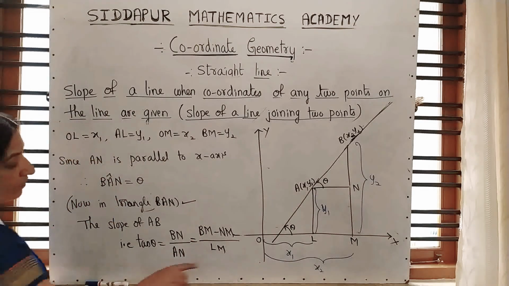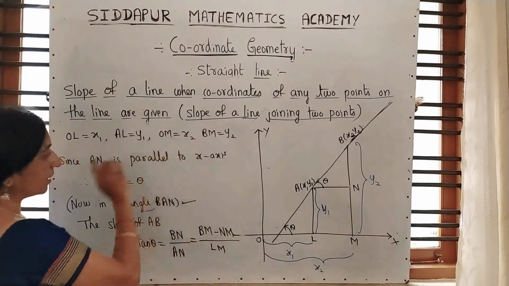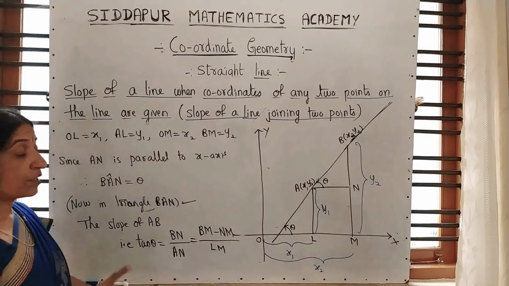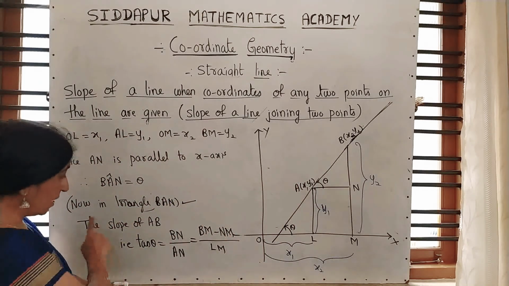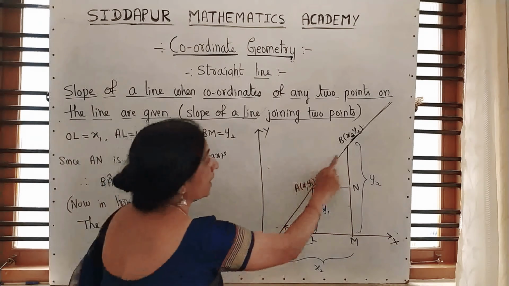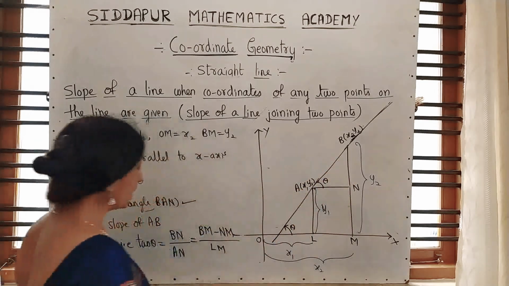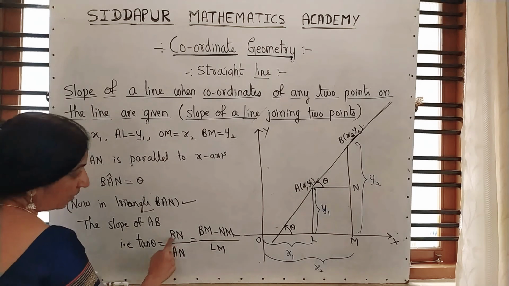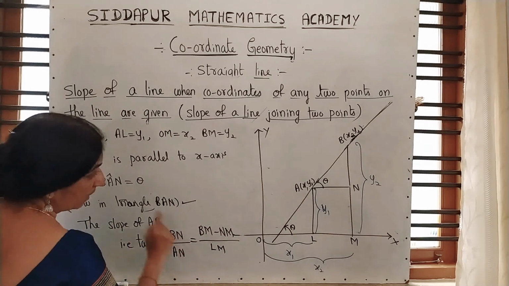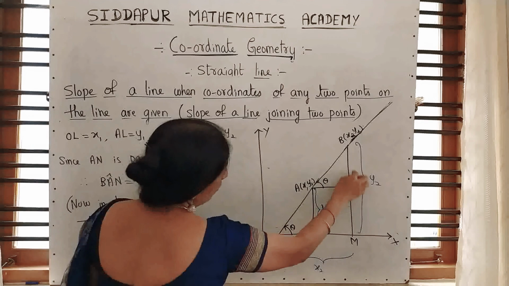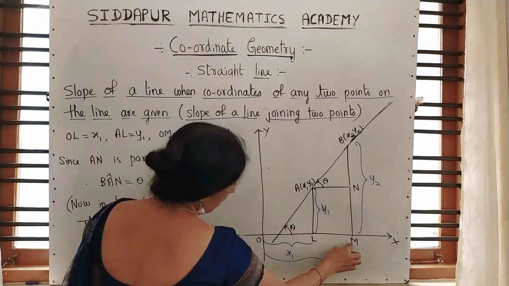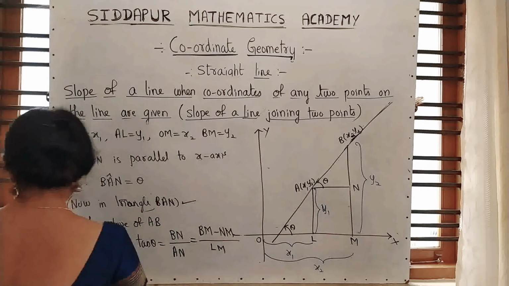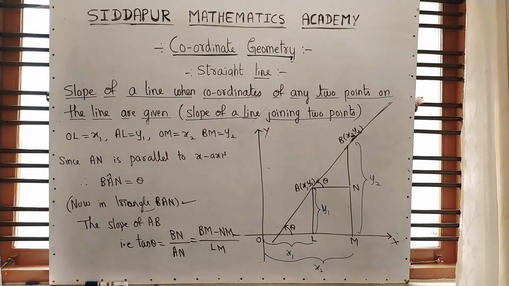See, first whatever I marked here, I wrote everything and I explained this angle and this angle are equal because they are corresponding angles. Then in the triangle ABN, we are defining tan theta. So tan is opposite upon adjacent, and from the figure we are writing BN. BN is equal to BM minus NM and AN is equal to LM. So this we wrote. Moving to the next step.